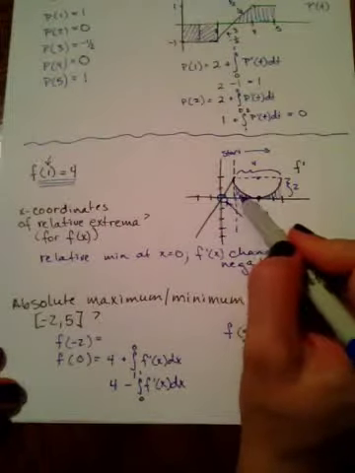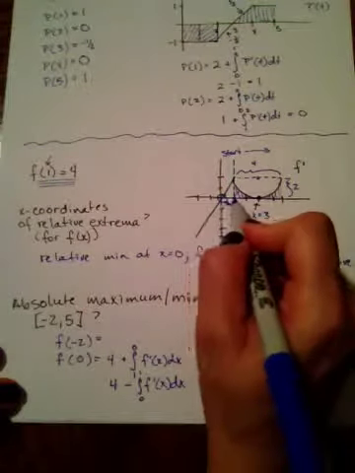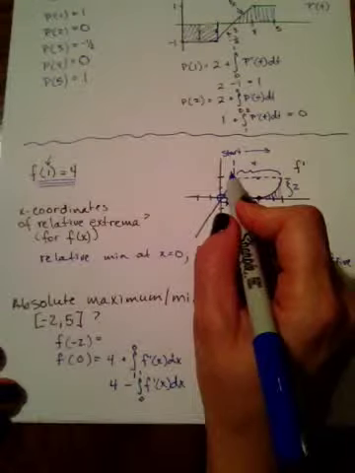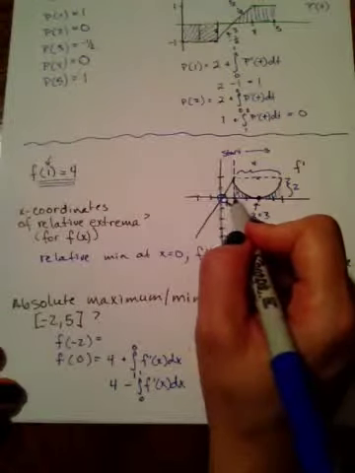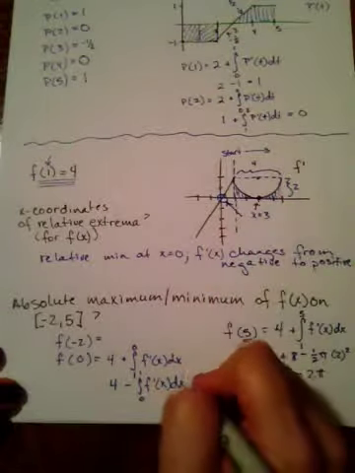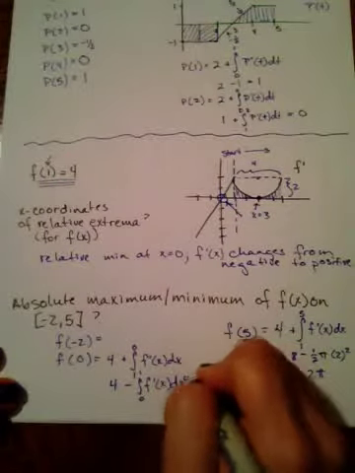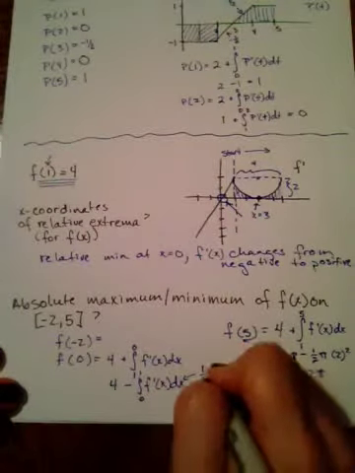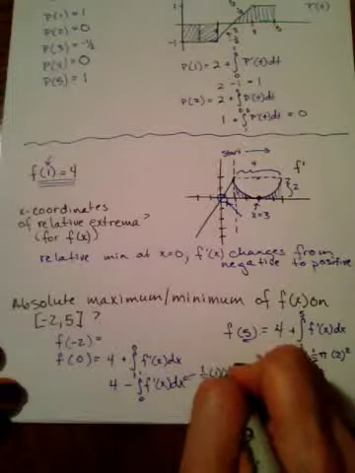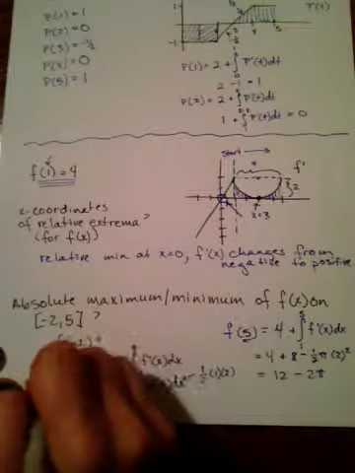So I'm finding the area of this triangle. It has a base of 1 and a height of 2. So it's 1/2 base times height. So this piece right here is 1/2 the base of 1, and the height of 2. So it's really just a 1, and f of 0 equals 3.